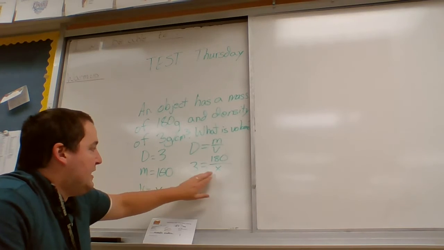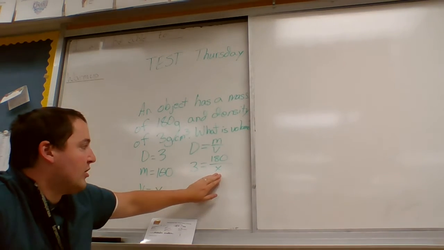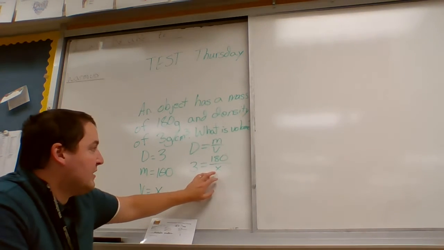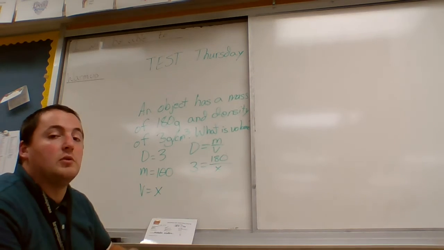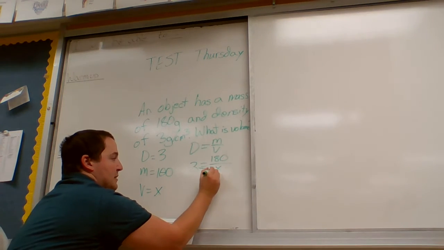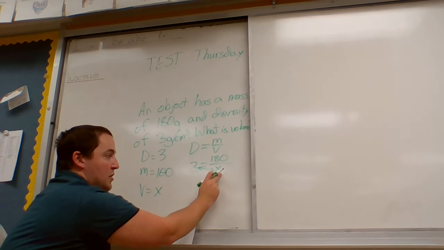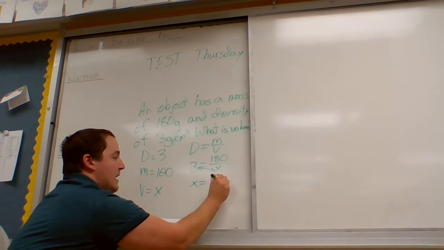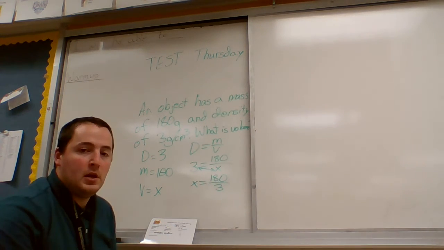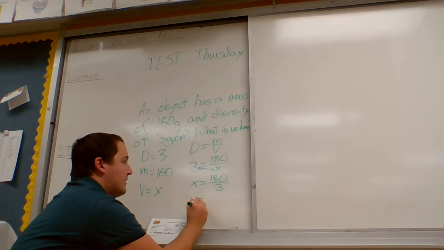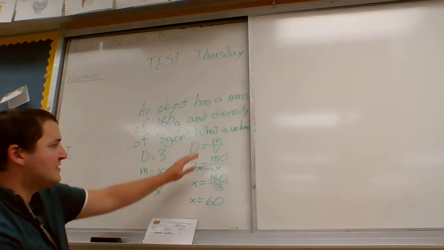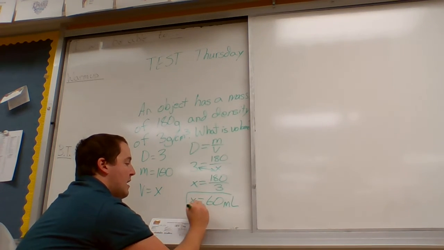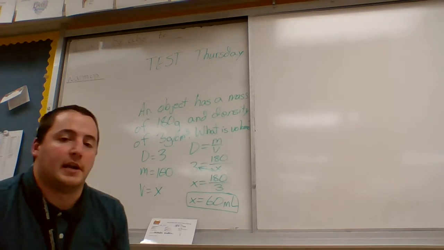Now, as we look at this, we need x on top by itself, but currently x is on bottom. So we talked about a method that when you have an equation that looks like this and your x is on bottom, we can do a switcheroo. So we can take this 3 and we can switch it with that x. And when we do that switcheroo, we end up with x equals 180 divided by 3, which when we plug that into our calculator, we get x equals 60. And since we solved for volume, volume has the units of milliliters, and therefore that is your answer.